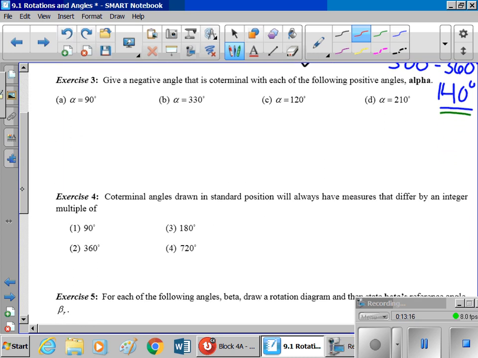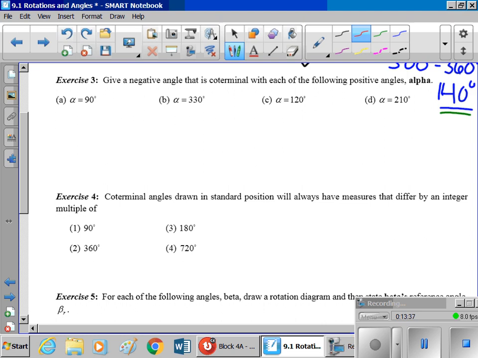Give a negative angle that is coterminal with each of the positive angles alpha. All right, alpha is another Greek letter. You can write it like a swirly A, or you can write it like a fish. I write it like a fish because it's easier for me. Do whatever your heart desires. Give a negative angle that is coterminal with each of the following positive angles alpha.